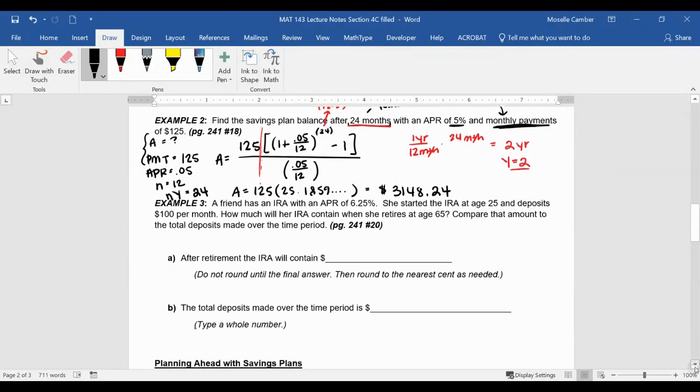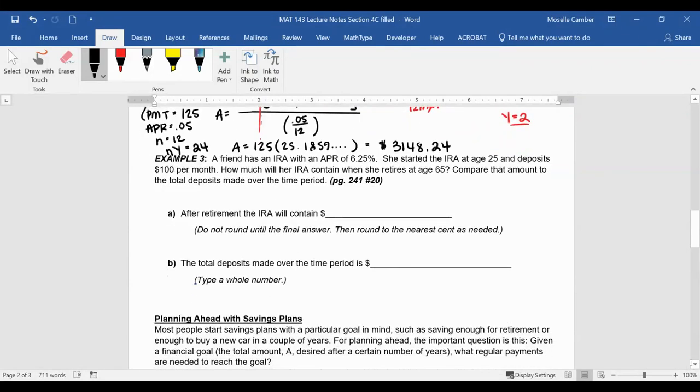Okay, example 3. A friend has an IRA with an APR of 6.25%. She started the IRA at age 25 and deposits $100 per month. How much will her IRA contain when she retires at age 65? Compare that amount to the total deposits made over the time period. So again, figuring out first what kind of equation we're looking at, we see that we are depositing $100 per month. So it's not just one time, which means we are in the savings plan.